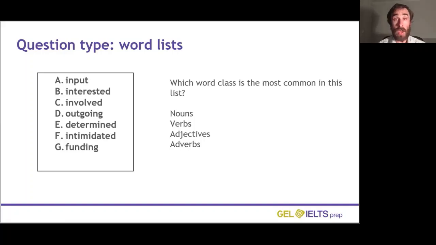The most common word class in this list is adjective. The majority of these words are adjectives, but importantly, not all of them are adjectives. Which two words in this list are not adjectives? Look at the next question below this video and choose the two options which are not adjectives.